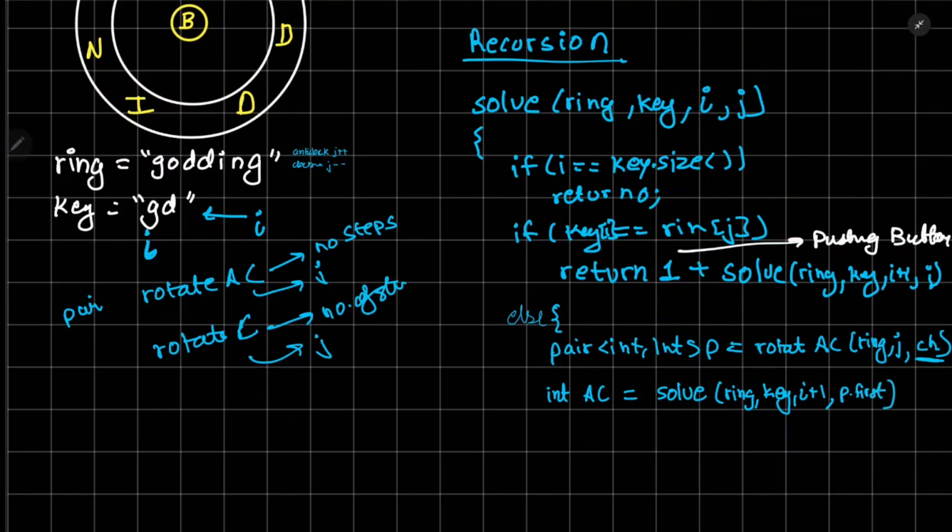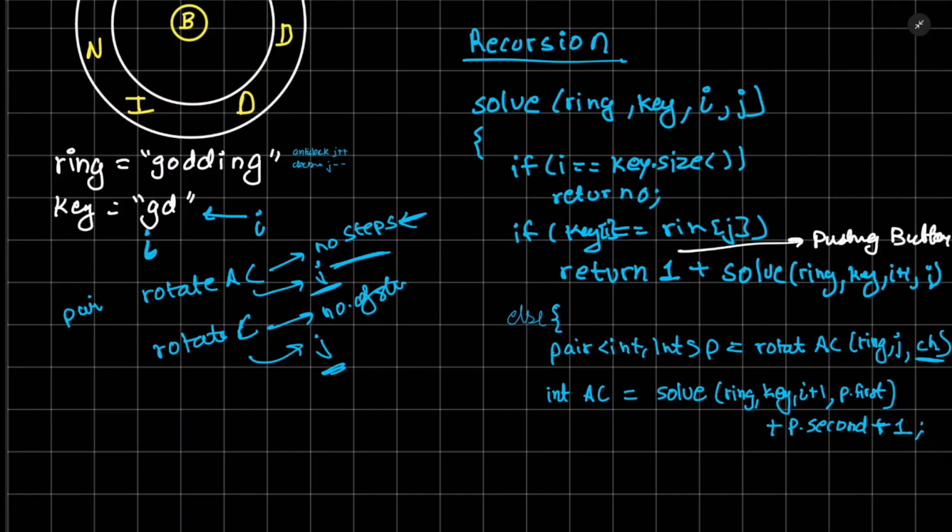Okay, p dot first, as in, this is our p dot first, this J, the position of J now, the position of top. Okay, p dot first, and we will add in this solve function, what this solve function returns will be for the next iterations, but in the current iteration we will have to add the number of steps that we took to rotate it, so that will be p dot second, this one, and we will also have to add here one because we will rotate it and push the button, so that will be 1.